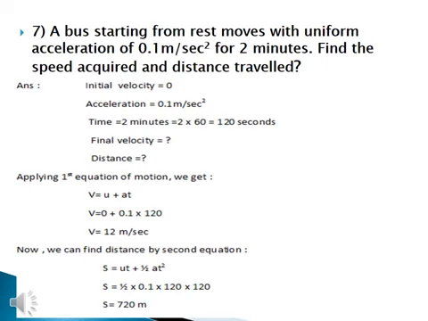Now we are going to calculate the distance s by applying the second equation of motion. S is equal to ut plus half at square. On substituting the values of u, t and a, here u is equal to 0, t is equal to 120 seconds and a is equal to 0.1 meter per second square. We get s is equal to 720 meter.